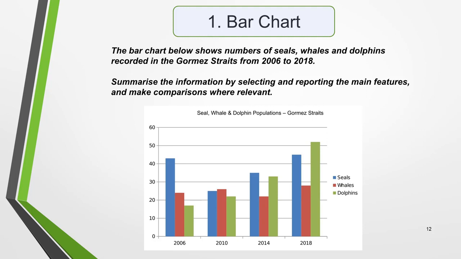Bar charts or bar graphs are very common Task 1 questions. The data can be presented vertically, as in this example, or horizontally. Here's a typical question. The bar chart below shows numbers of seals, whales and dolphins recorded in the Gomez Straits from 2006 to 2018. Summarise the information by selecting and reporting the main features, and make comparisons where relevant. Every question would be followed by the words, "Write at least 150 words."